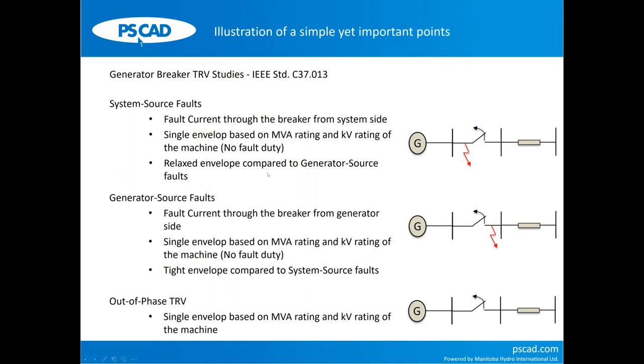For any other station breaker, as I mentioned earlier, depending on the voltage you have one set of TRV capability curves. But for the generator, even for the same breaker, you may have different capability curves depending on what you are doing: where the faults are, and whether it's a fault study or the out-of-phase TRV. So these are a few places where you have to pay attention when you're doing the TRV study.